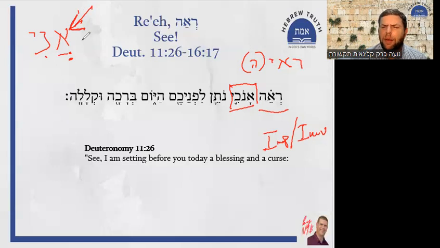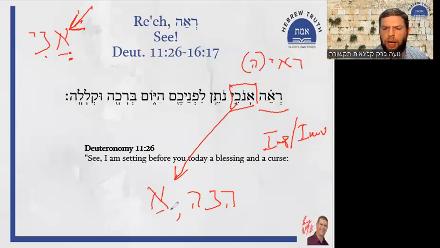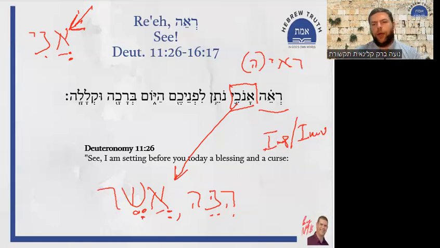Moreover, there are phrases which prefer Anochi to Ani. So Hine Anochi, the presentative Hine, usually goes with Anochi, or the relative pronoun Asher usually goes with Anochi. We do see exceptions with both of these. But generally, when you have Hine, you would have Anochi. When you have Asher, you would have Anochi. If you have Ki, you would have Ani. If you have Chai, you would have Ani, broadly speaking.